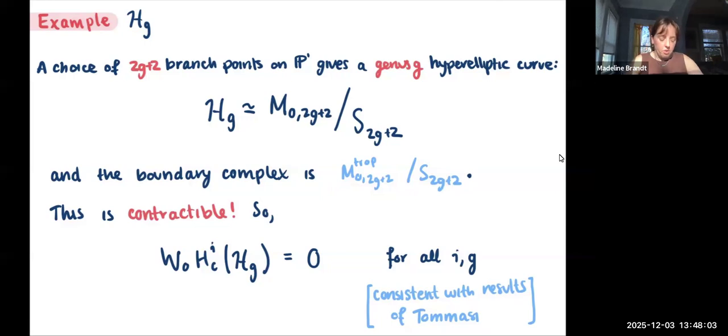So what we get in this example is that the weight 0 cohomology is 0 for all i and G. That's consistent with the results from two slides ago from Tommasi. That's an example of running this technique in the first case, where we have 0 marked points. Are there questions?